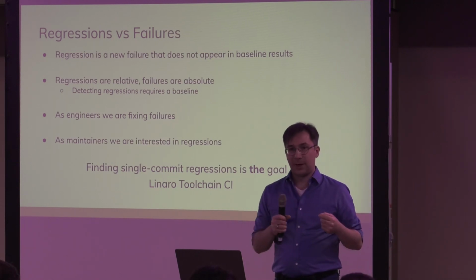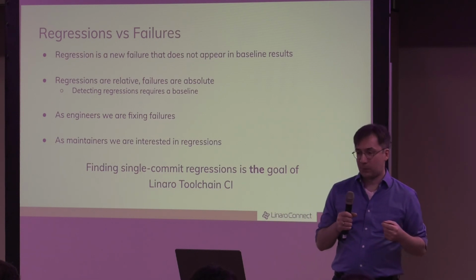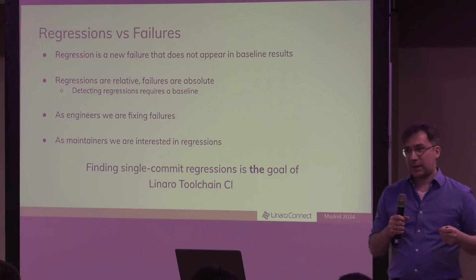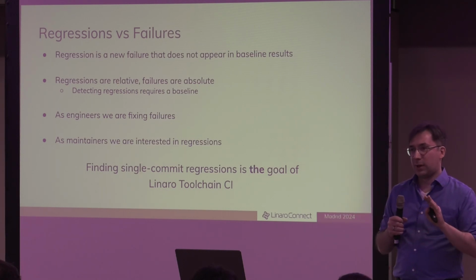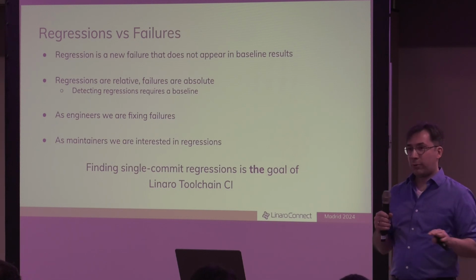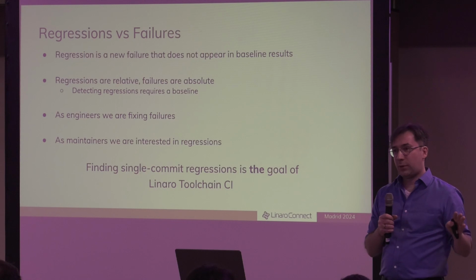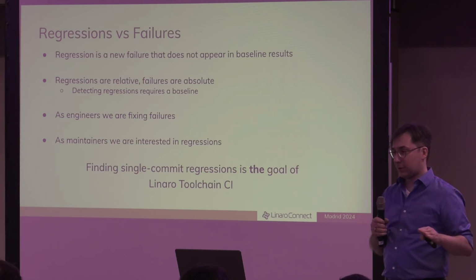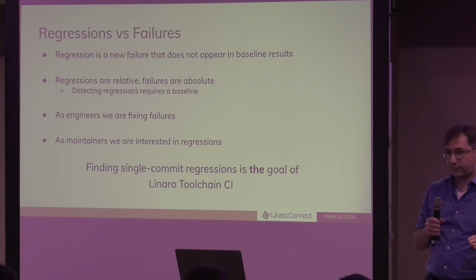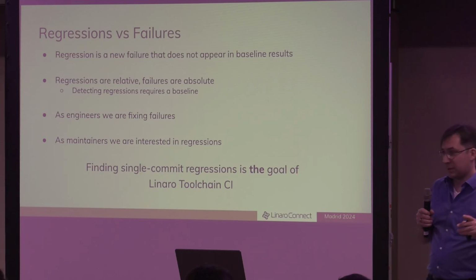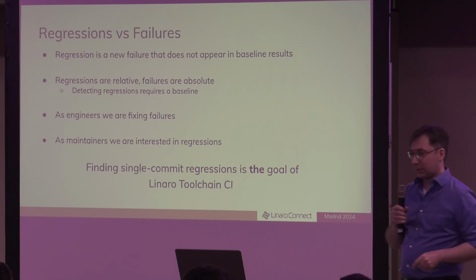As engineers, we are fixing failures. This is what we are paid to do. But as open source maintainers, we always know that there are existing bugs and problems in our projects. And ideally, we want to fix them. But our number one priority is to avoid our project becoming worse. We want to avoid regressions as our first maintainership responsibility. And this CI, if you remember one thing from this presentation, this CI is about finding single commit regressions.